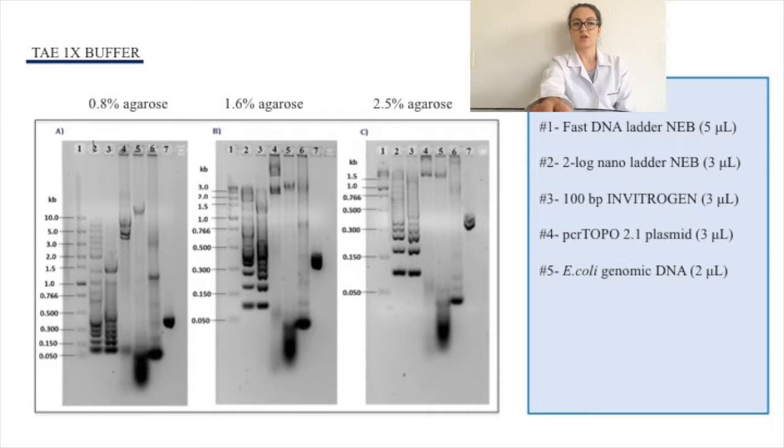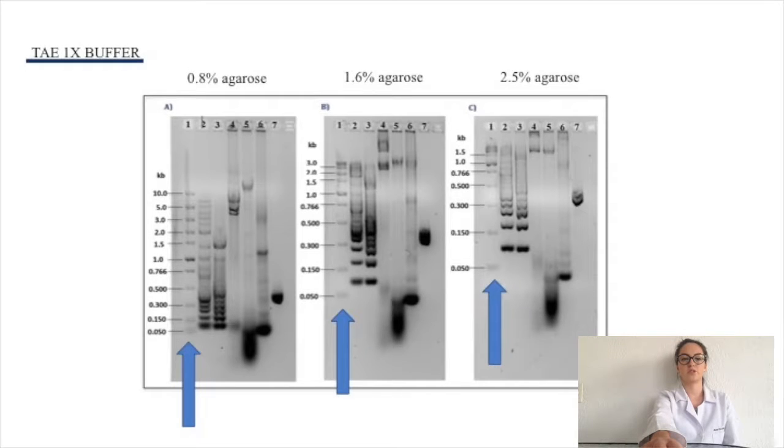Lane 5, E. coli genomic DNA, 2 microliters. Lane 6, possum RNA, 2 microliters. And Lane 7, PCR product of 450 base pairs, 3 microliters. All of the gels were dyed with gel red at 0.2x and run at 100 volts for 1 hour.